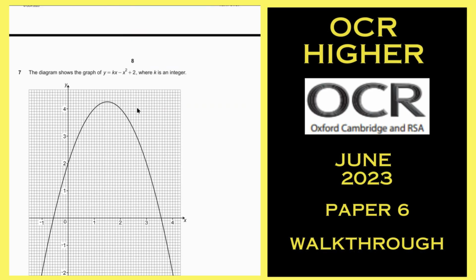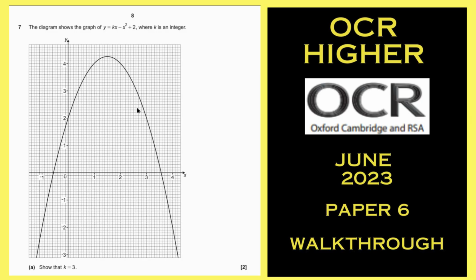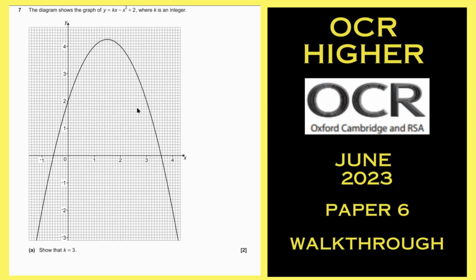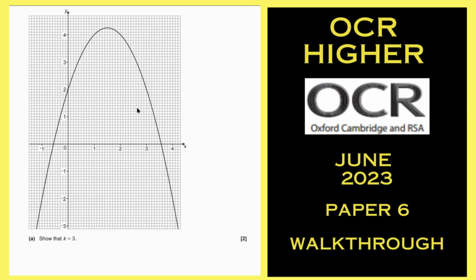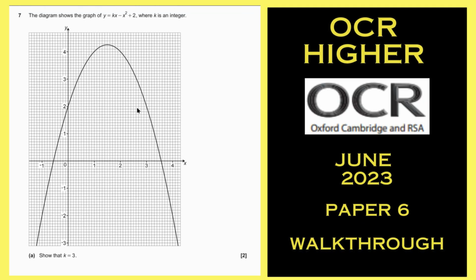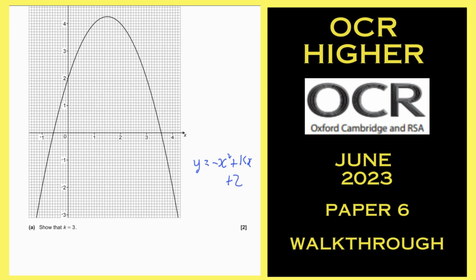Number 7, we have an upside down x squared graph. That's a negative x squared graph. Now it says show that k equals 3. Let's just bring it down. So k is the number in front of x squared. I always prefer to write it in the order it should really be: x squareds, x's, and constants.